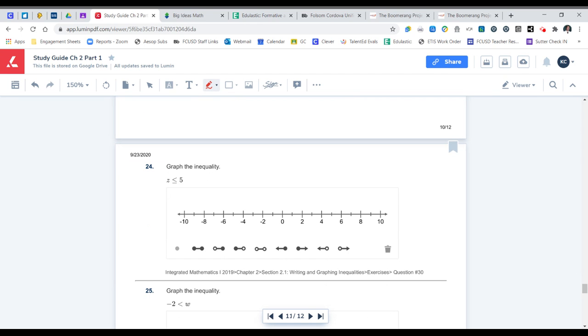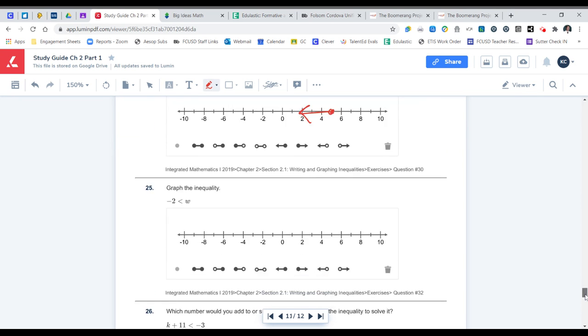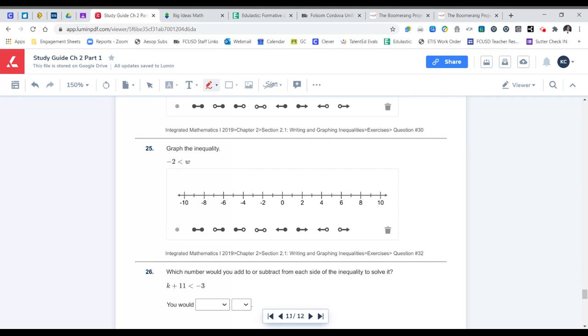Okay, 24 is practicing with the older graphing. Here, more ink means more ink, so I'm going to fill in the dot here. And because I can fill in the arrow to the left, I do arrow to the left. Okay, graph the inequality, sort of similar. Again, w is on the right here, so I'm going to flip it around, put it on the bigger side because it was on the bigger side. w is greater than negative 2. That's a little bit easier. Open circle, arrow to the right.